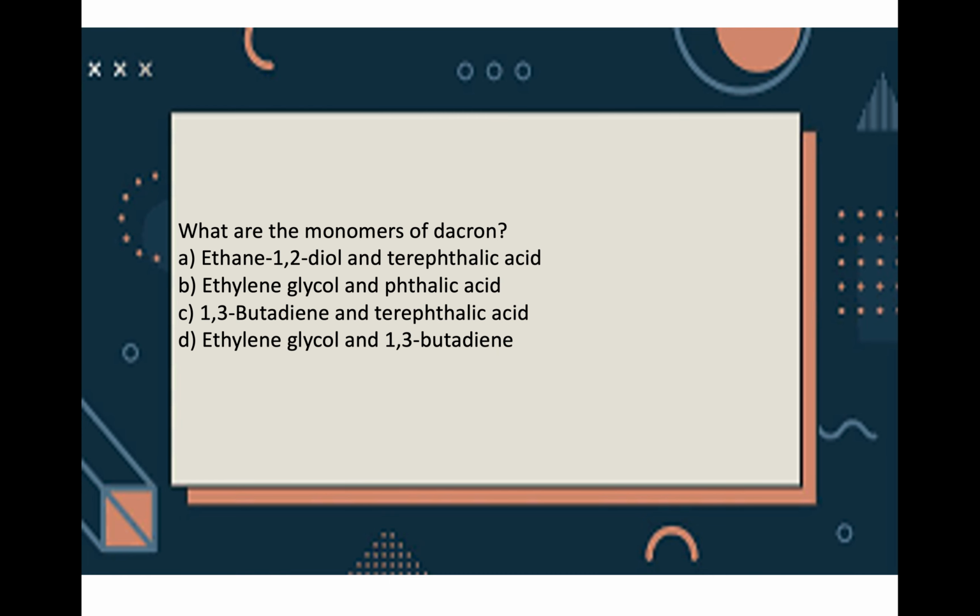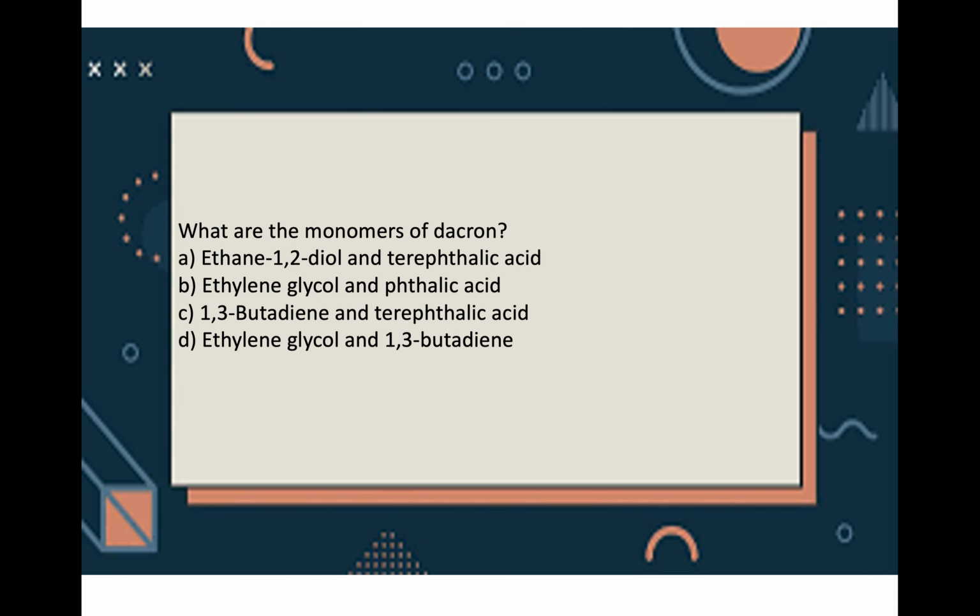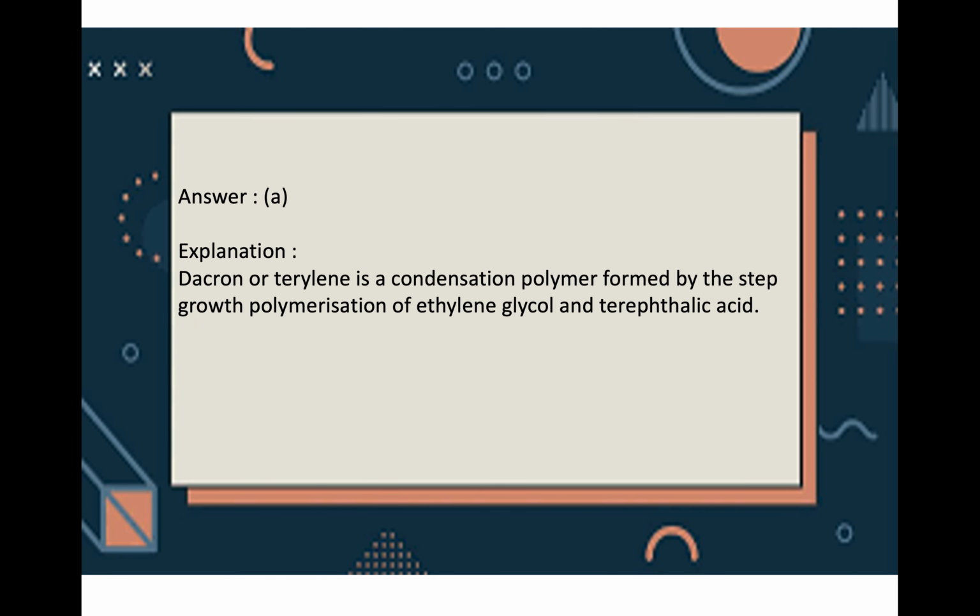Now what are the monomers of Dacron? A is ethane-1,2-diol and terephthalic acid, B is ethylene glycol and phthalic acid, C is 1,3-butadiene and terephthalic acid, and D is ethylene glycol and 1,3-butadiene. You are asked to find the monomers of Dacron. The answer is option A, ethane-1,2-diol and terephthalic acid. What is polyethylene terephthalate, or Dacron? It is a condensation polymer formed as a result of step growth polymerization of ethylene glycol and terephthalic acid.